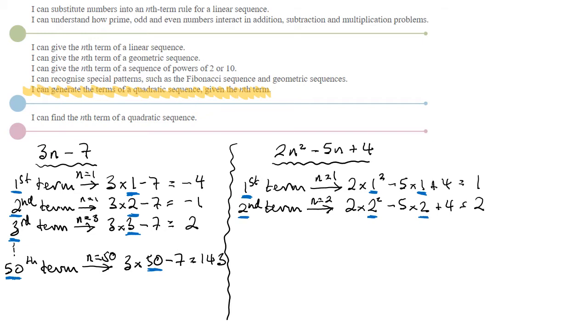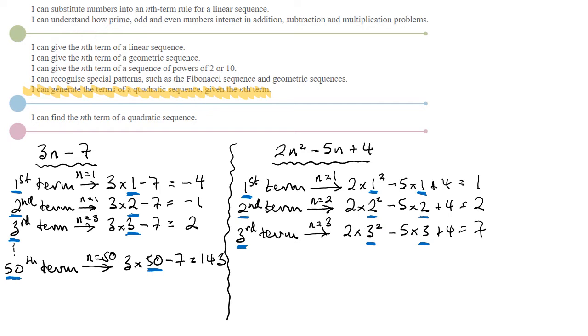Okay, let's do the third term. So n is 3, so 2 times 3 squared minus 5 times 3 plus 4. So again, let's underline third term, 3 there, 3 here. So that's going to be 3 squared is 9, 2 times 9 is 18. 18 minus 15 is 3. 3 plus 4 is 7. And so on. Okay, so that's how we substitute into a quadratic sequence. Same type of thing as we do with a linear sequence.